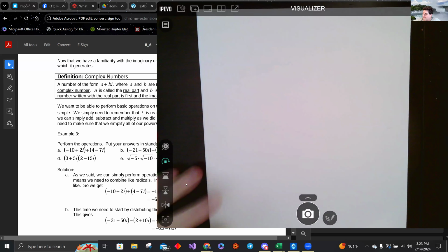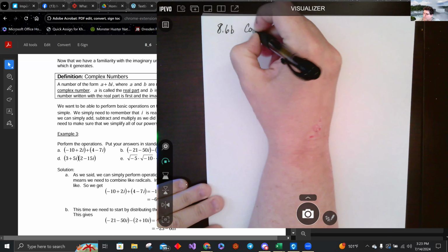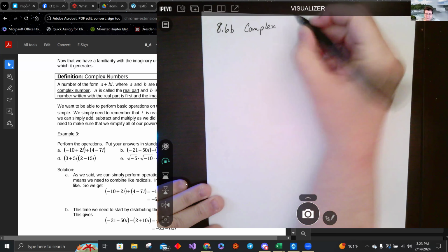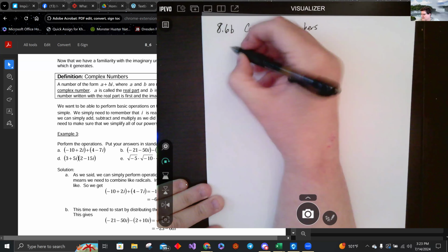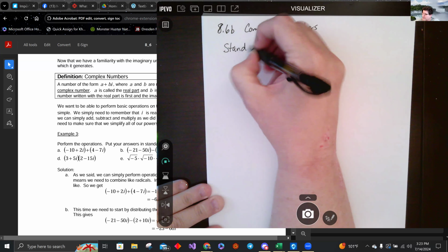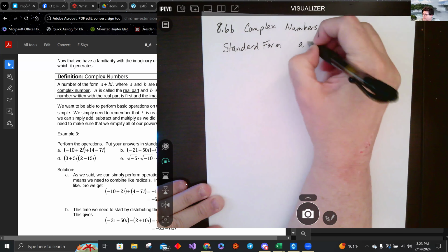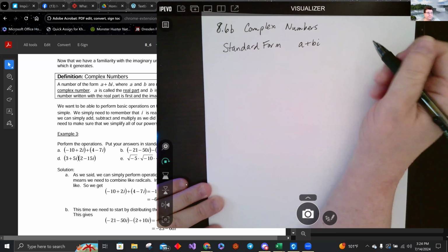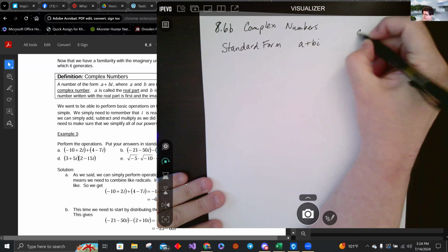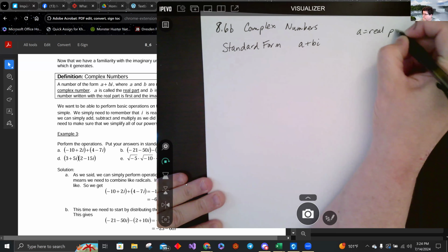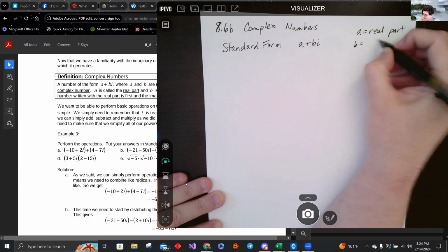We are going to finish up chapter 8.6. Here we're working with complex numbers. The standard form for complex numbers is a plus bi. A is considered the real part, and b is considered the imaginary part.